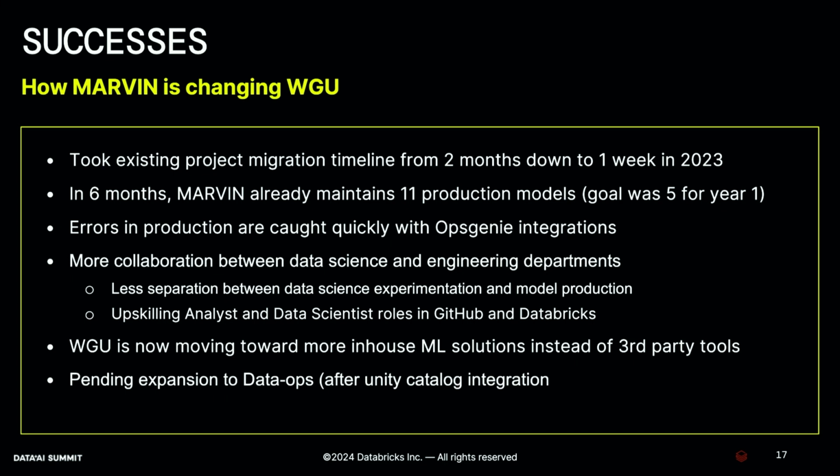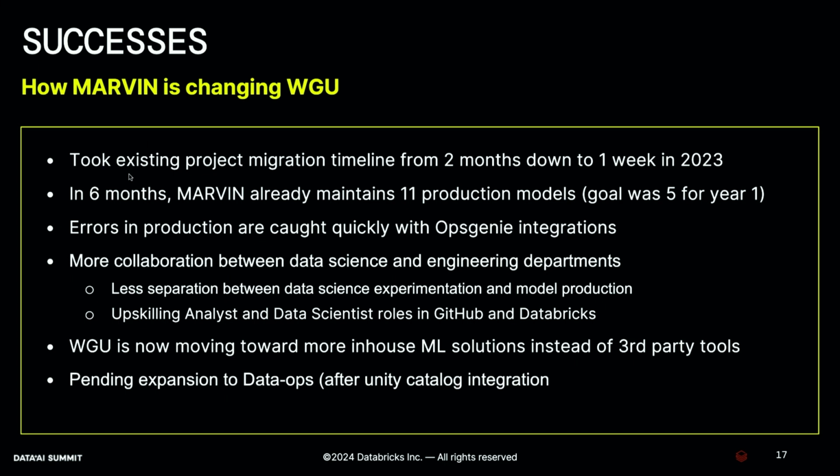And it's much more hands-on in data scientists, much more hands-off in the MLOps. In 6 months, we already maintain 11 production models. The goal was 5 for the first fiscal year. Errors are caught very quickly with our Opsgenie integration. So we have one of us on call, and we have workflows that fail. Things are acknowledged very quickly and fixed.